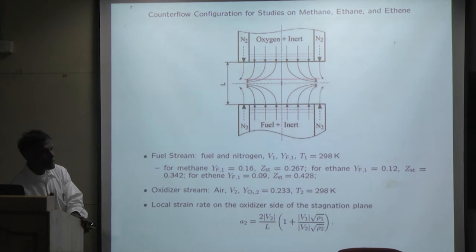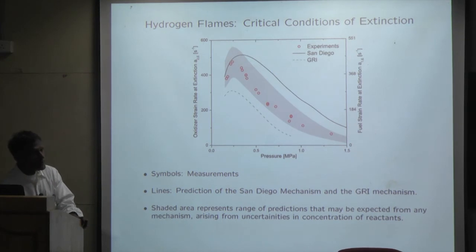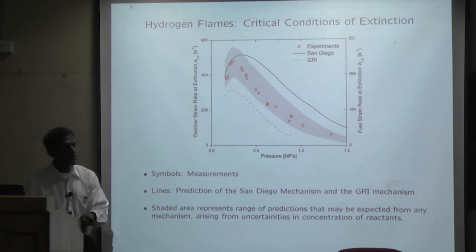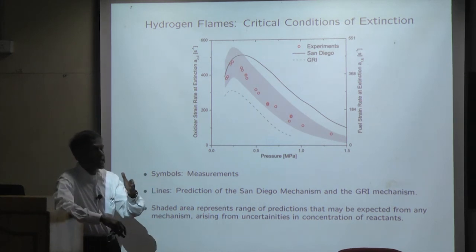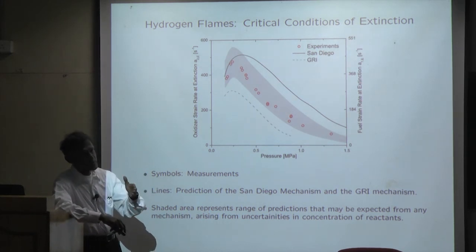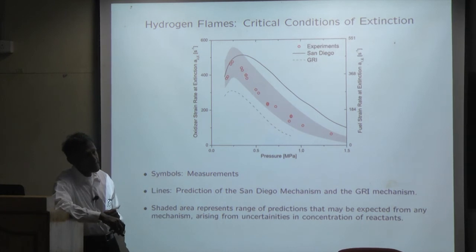Extinction data? It's dropping with pressure? Is that right? Yes. Why does it go down with pressure? Because premixed goes the other way, right? Yeah. It drops with pressure because of the H plus O2 plus M reaction, which is the chain termination step. That's the dominant reaction that causes the extinction strain rates to go down.